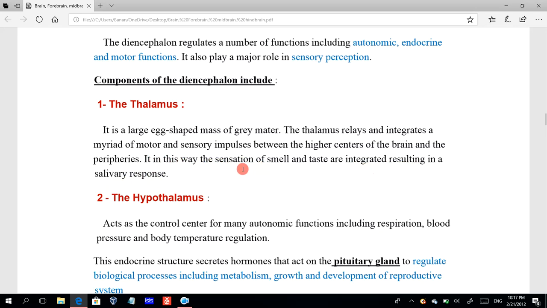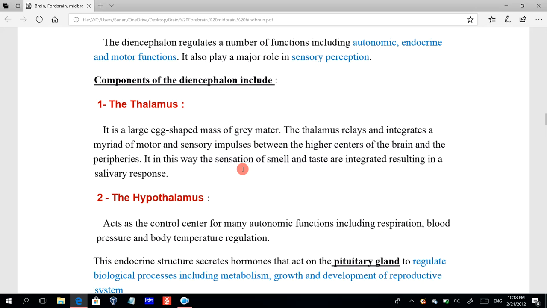We mentioned that the thalamus relays and integrates motor and sensory impulses between the higher centers and the periphery. So for example, if we have a special sensation of smell and taste, the person smells a substance and tastes it, let's say a piece of lemon. When someone smells it and then tastes it, this olfaction and tasting will go through the nerves and reach the thalamus, and the thalamus through bundles of fibers will take these impulses to the higher centers of the brain, the brain cortex.